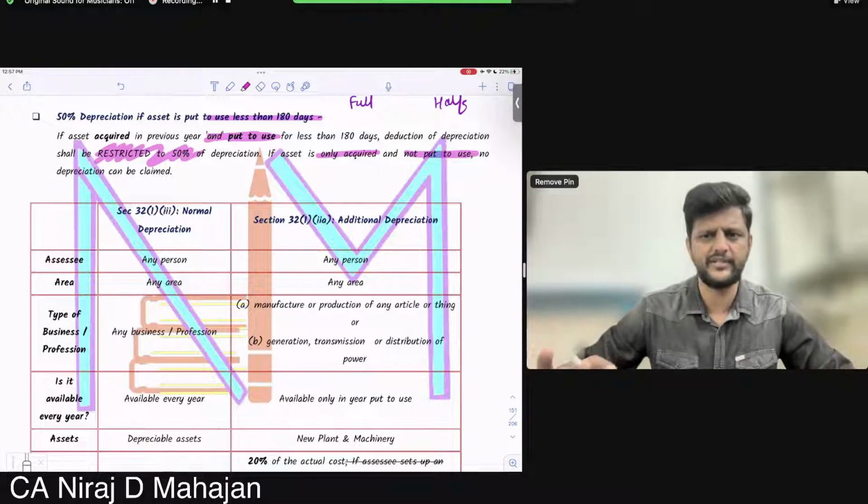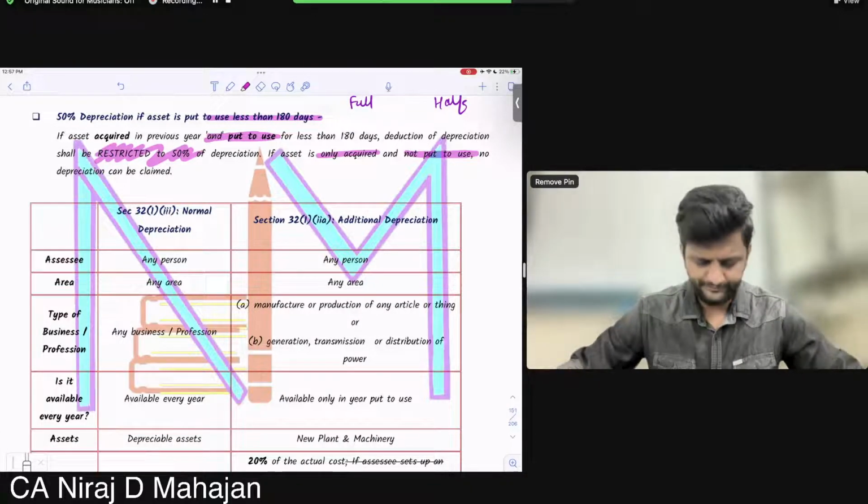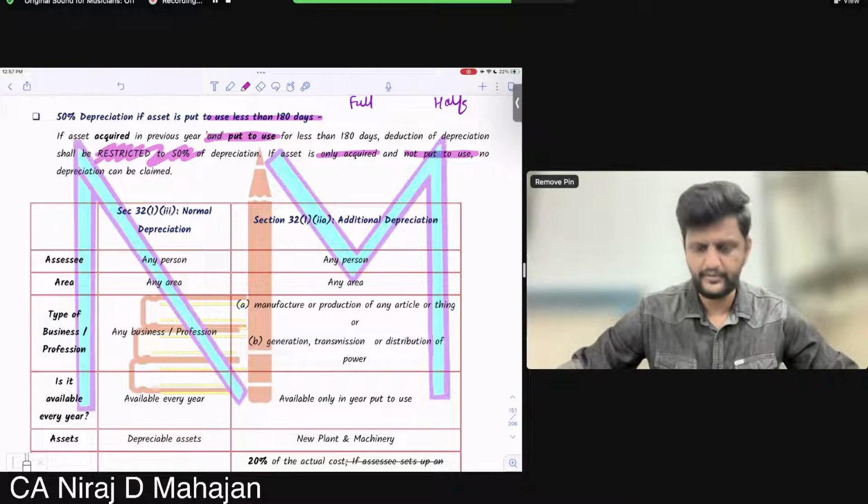You have it in Intermediate itself, I think Group 2 you have. Anyway, should I go ahead, everybody? Chalo, pay attention.